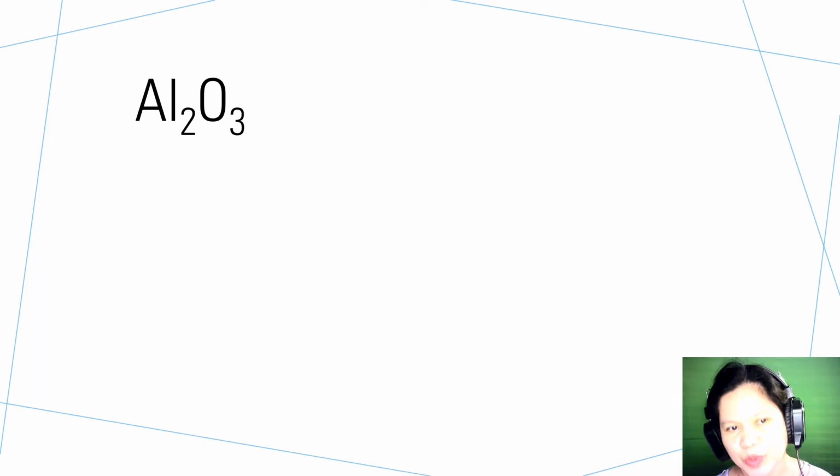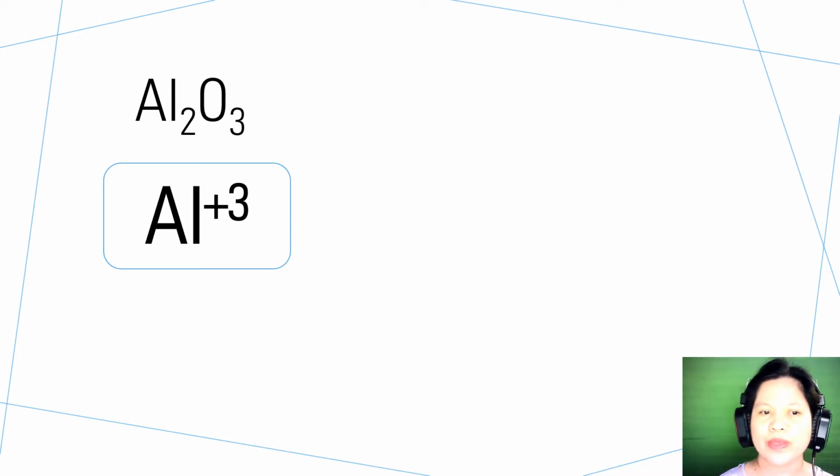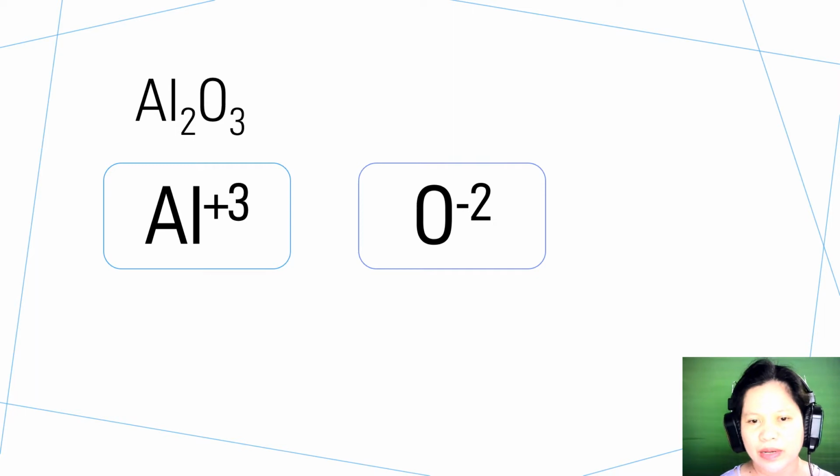Okay, let's have one more example. How do we write a chemical formula so that it would be very clear to you? Another example is aluminum 2 oxide, oxygen 3. First, in the step, identify the cation and the anion. The cation is aluminum, which has a +3, while the anion is oxygen, which is -2. What would be the next step?